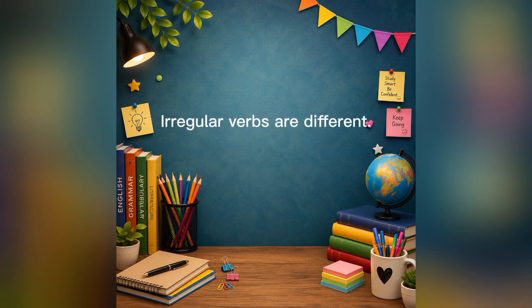Irregular verbs are different. They do not follow the ed rule. Examples, go becomes went. Eat becomes ate. See becomes saw. Sing becomes sang. Listen. We went to school. She ate breakfast. They saw a rainbow. These forms must be memorized.